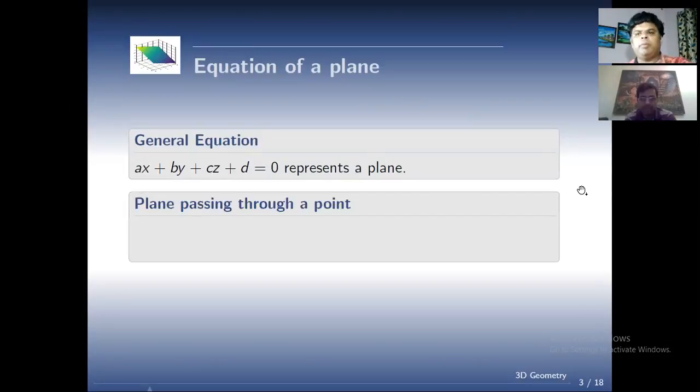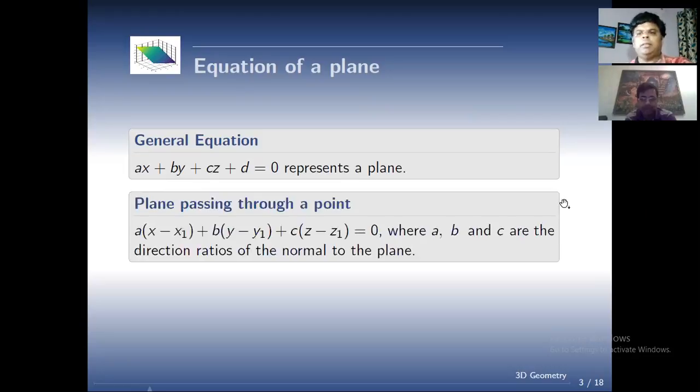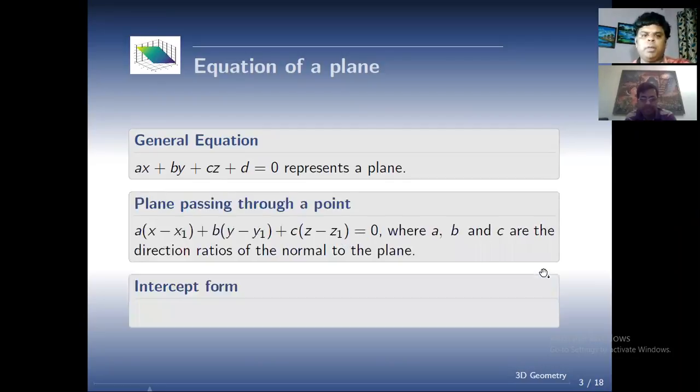We also have the equation of a plane passing through a point. It is a times (x minus x1) plus b times (y minus y1) plus c times (z minus z1) equal to 0, where a, b, and c are the direction ratios of the normal to the plane, and the plane passes through the point (x1, y1, z1). Now the intercept form of the plane is x by x1 plus y by y1 plus z by z1 equals 1.